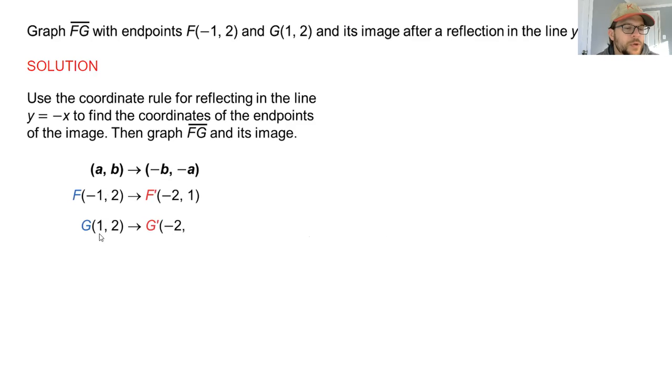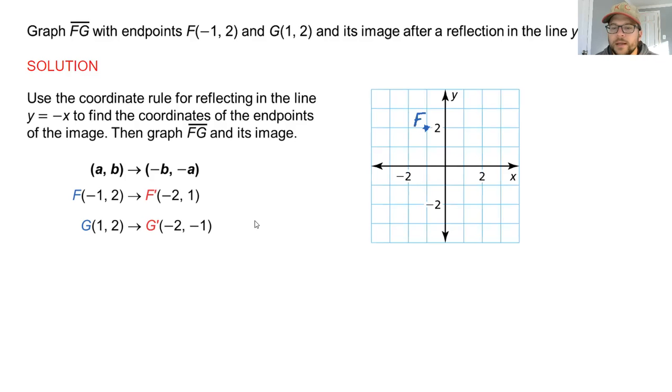Then same thing with our G coordinate. We're going to change the order and then change the sign. So from 1, 2, it becomes -2, -1. And you can check that by using the graph. So here's our y equals -x line of reflection, our FG line segment. Count to the line, through the line, there's our new F. Same thing with G, count to the line, through the line, there's your new G.